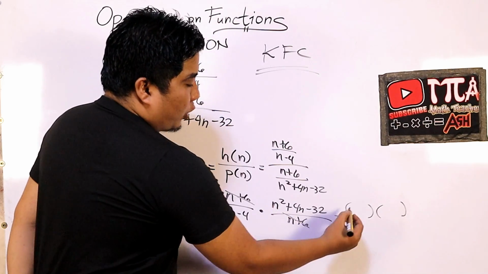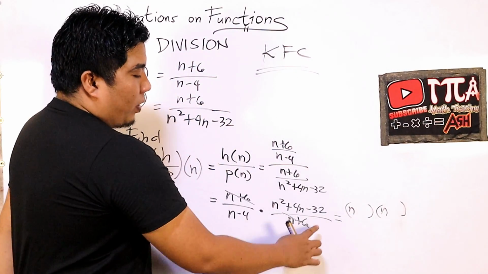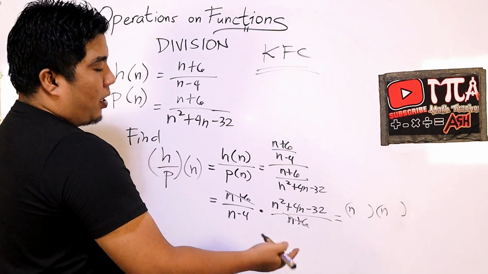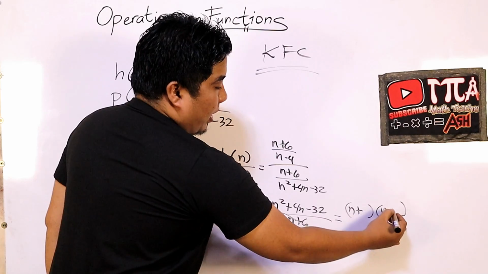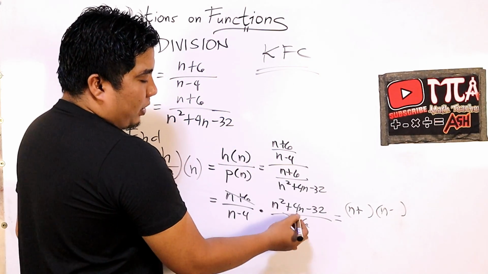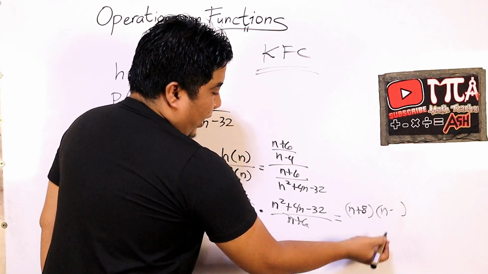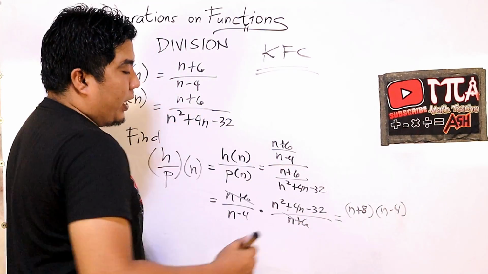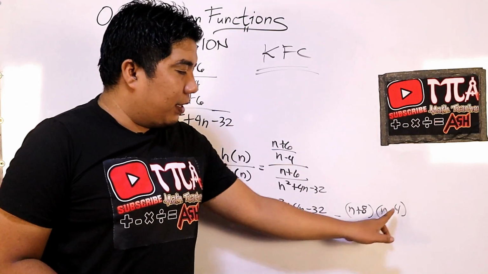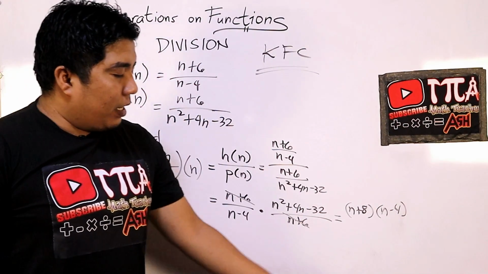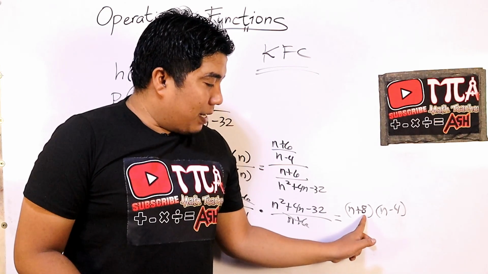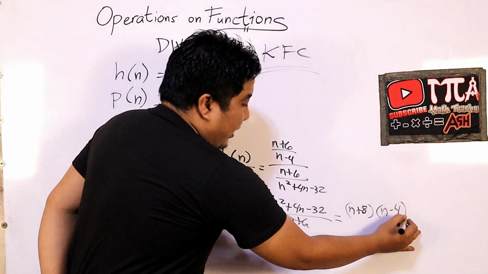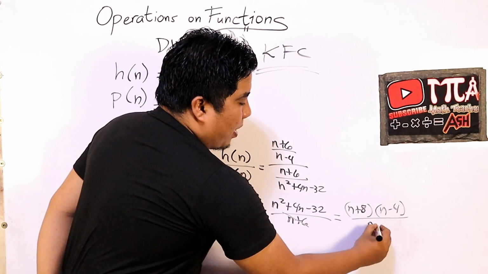So what are the factors of n squared? That is n. Okay, what are the factors of negative 32 such that when added they will become positive 4? So let's just put plus and negative here. I think since this is positive, therefore the bigger number should be 8, and the other number is 4, because 8 times 4 is 32. So positive 8 times negative 4, that is negative 32. And if you add positive 8 and negative 4, the answer is positive 4. So we are correct. Divided by, so we just write our n minus 4.